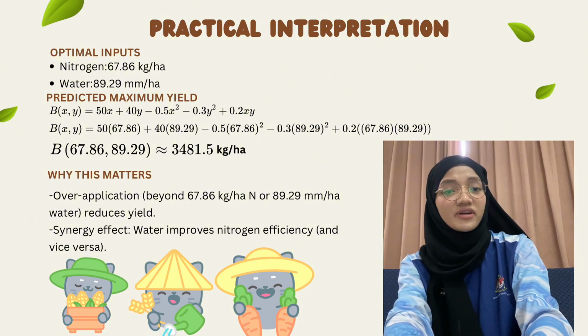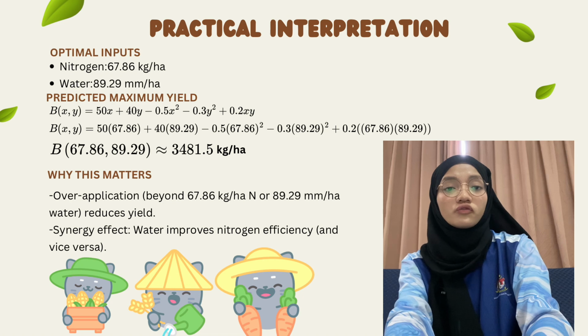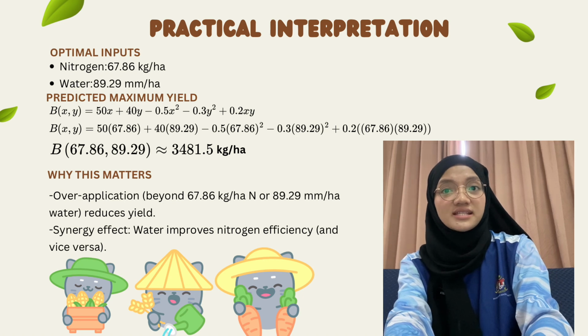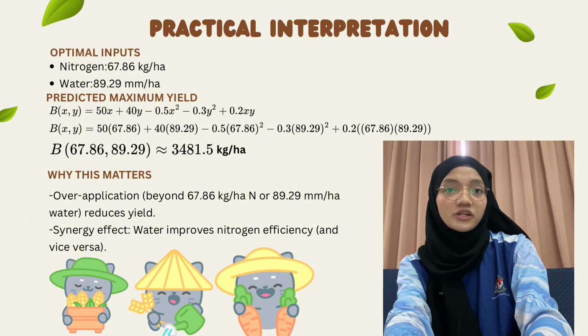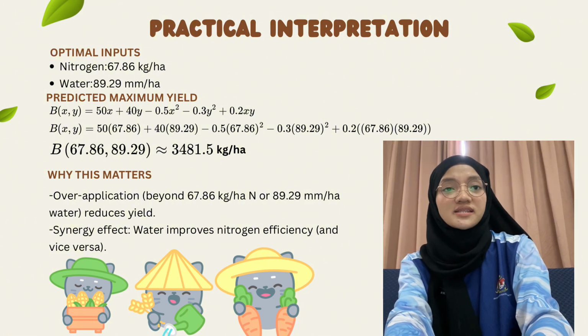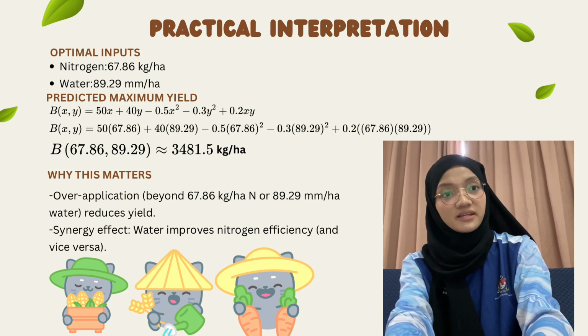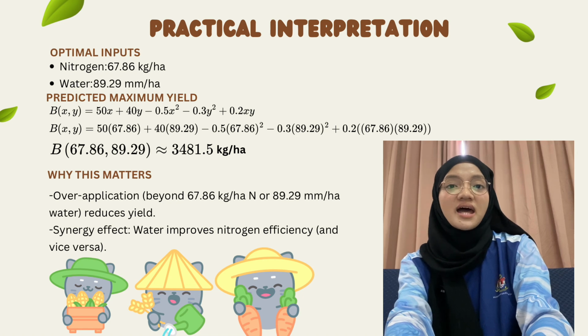Exceeding 67.86 kg of nitrogen per hectare will actually reduce your yield due to fertilizer burn, and applying more than 89.29 millimeters of water will lead to waterlogging and nutrient leaching. The positive interaction term, 0.2xy, means these inputs work together, which means proper irrigation makes your fertilizer more effective and proper fertilization helps plants use water more efficiently.